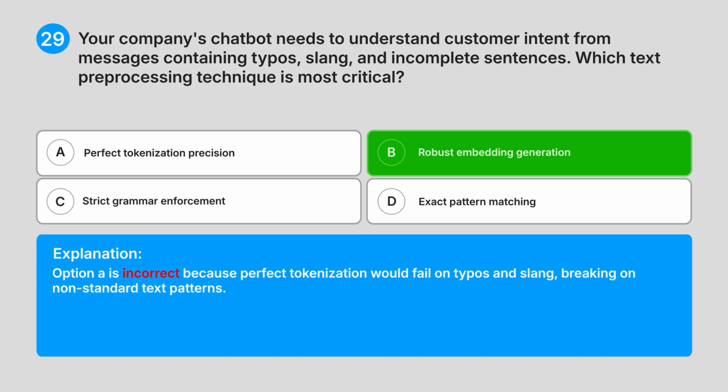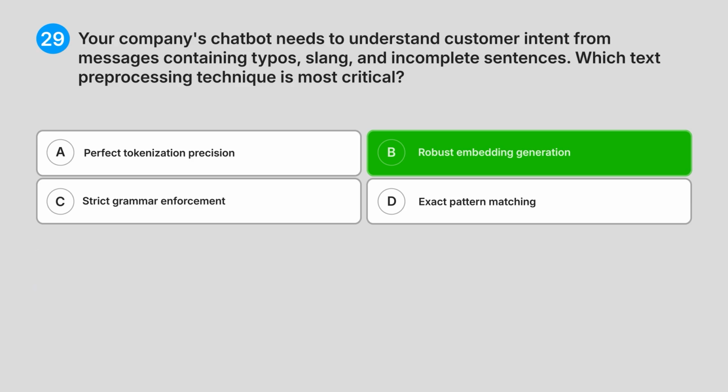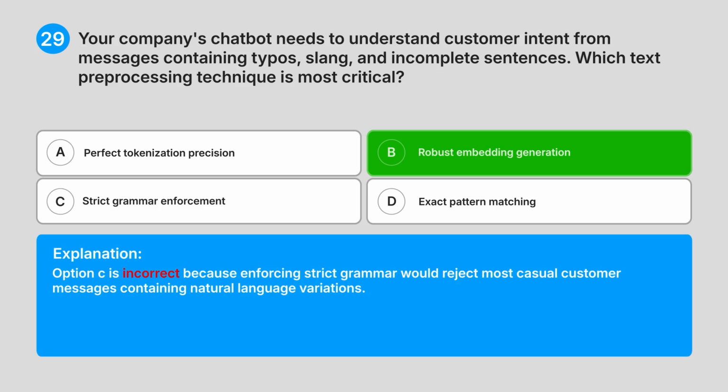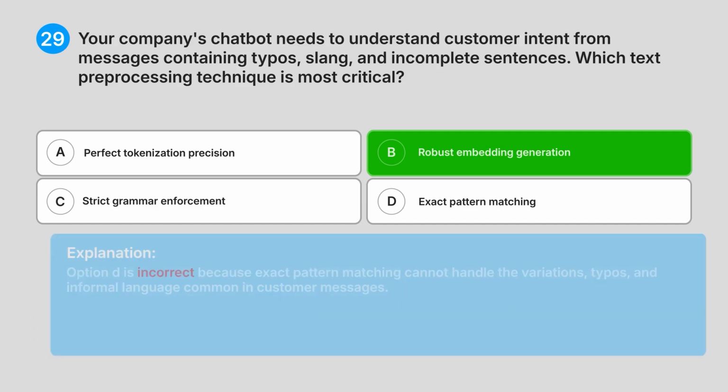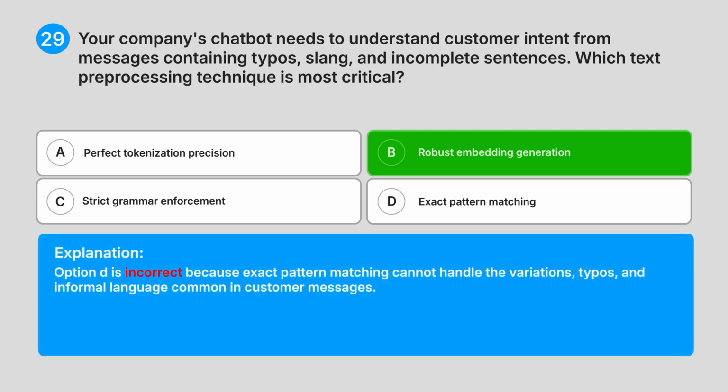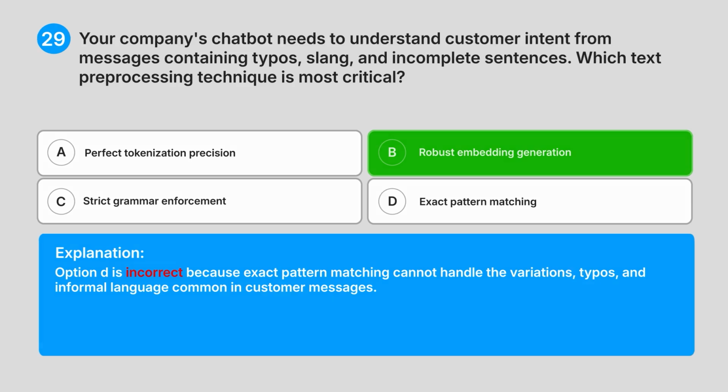Option A is incorrect because perfect tokenization would fail on typos and slang, breaking on non-standard text patterns. Option C is incorrect because enforcing strict grammar would reject most casual customer messages containing natural language variations. Option D is incorrect because exact pattern matching cannot handle the variations, typos, and informal language common in customer messages. Robust word embeddings are essential for understanding messy customer messages with typos and slang.